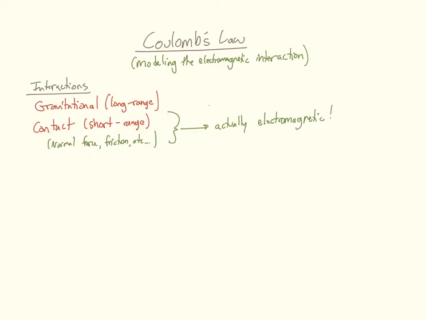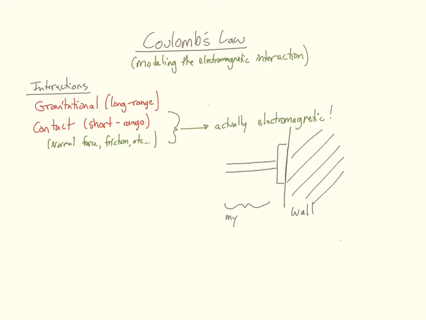Let me try to give you an example. Here's a model for essentially the old story of me pushing on the wall and the wall pushes back. This large object over here is going to be the wall, and this is going to be a model for my hand. It really looks like a piston or something, but it's going to represent my hand.